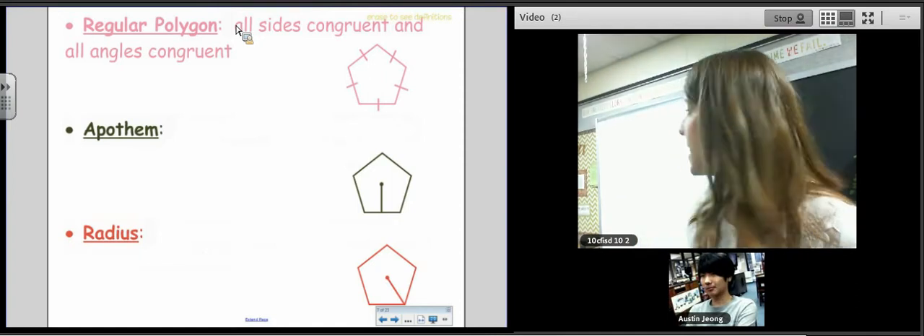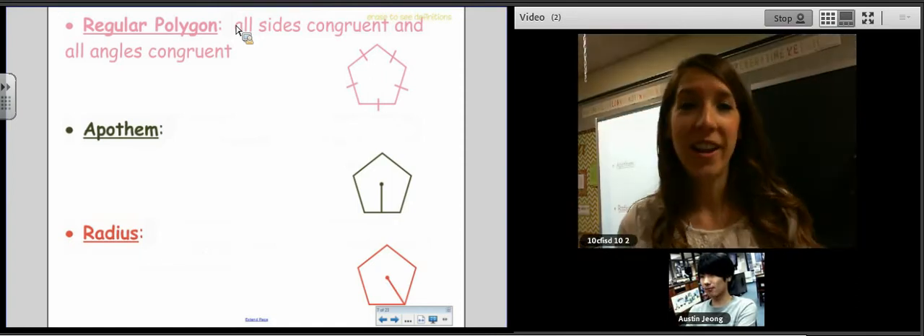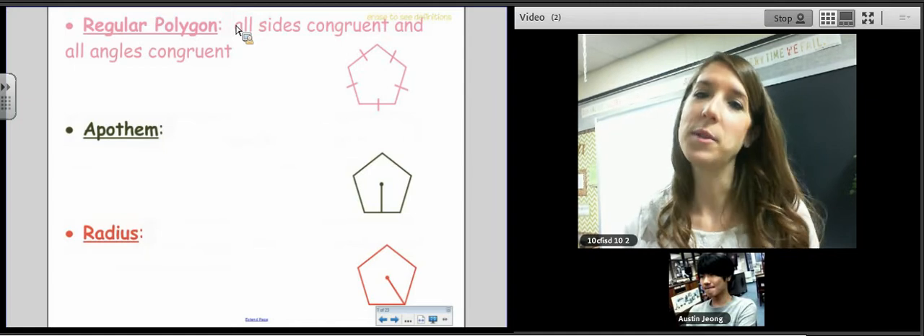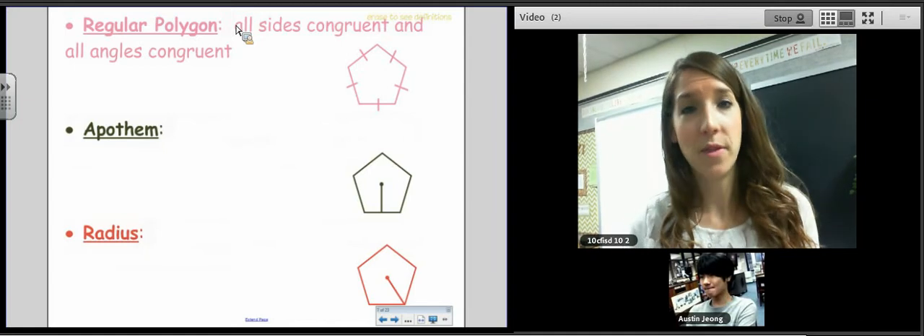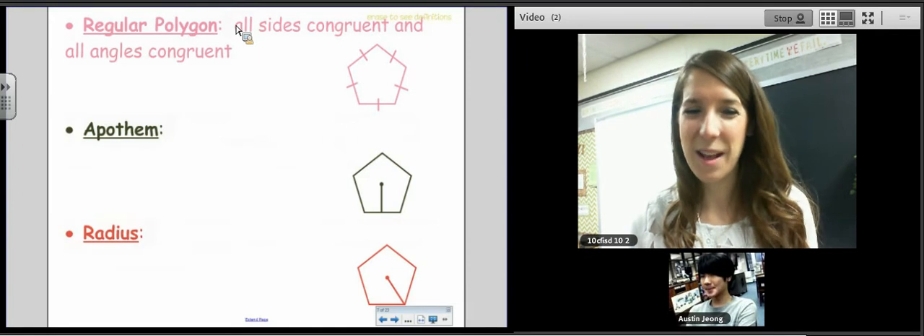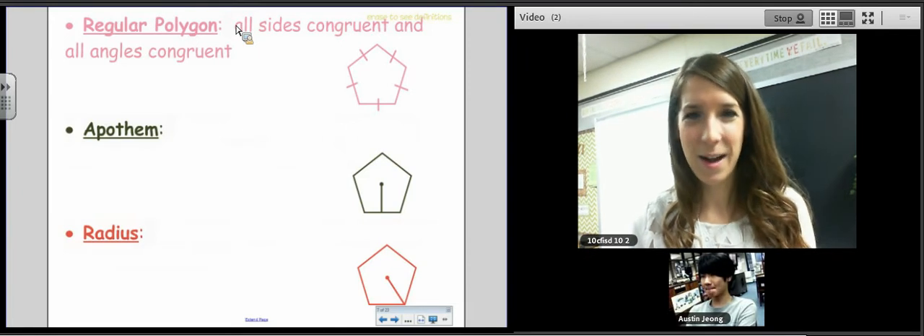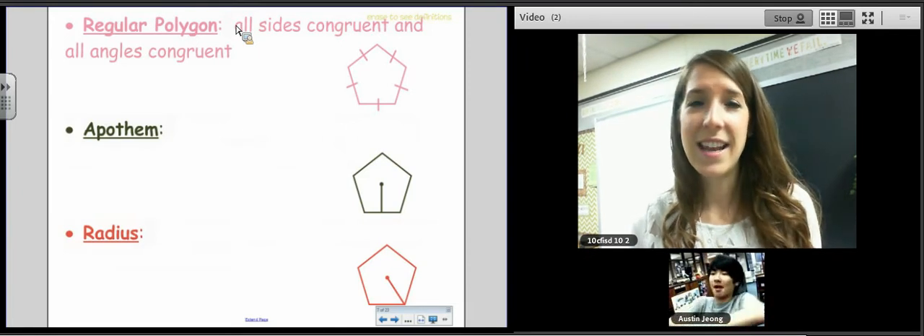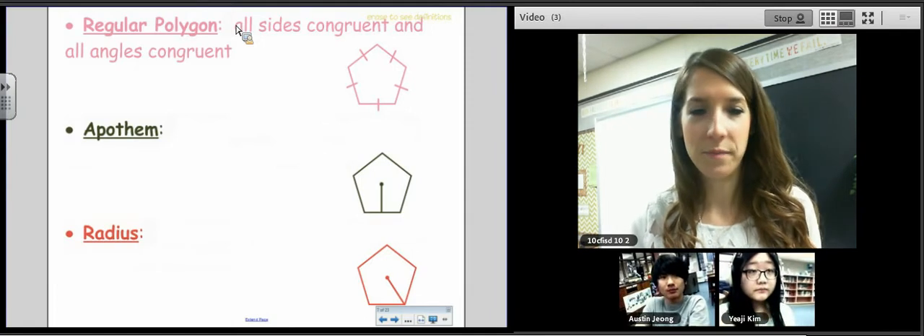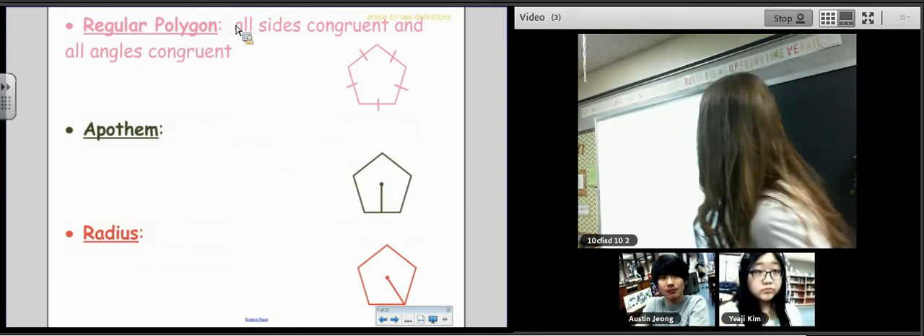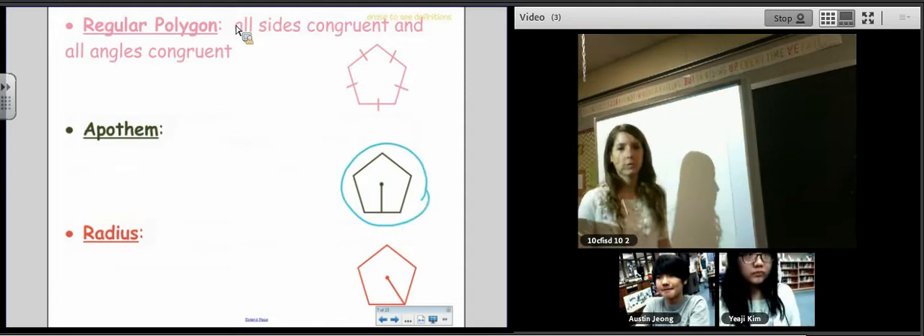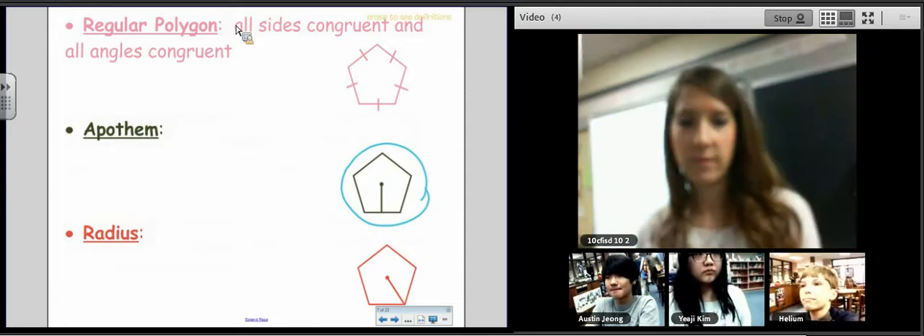Okay? The next word is called an apothem. That's a new word for us. Some people say apothem, some people say apothem, but the correct pronunciation is apothem. Yeah, it sounds like a possum, doesn't it? The animal that sleeps upside down. I said apothem for most of my life, so if you say apothem, it won't really bother me. But the correct way to say it is apothem. So this is a picture of an apothem. What do you think it is?